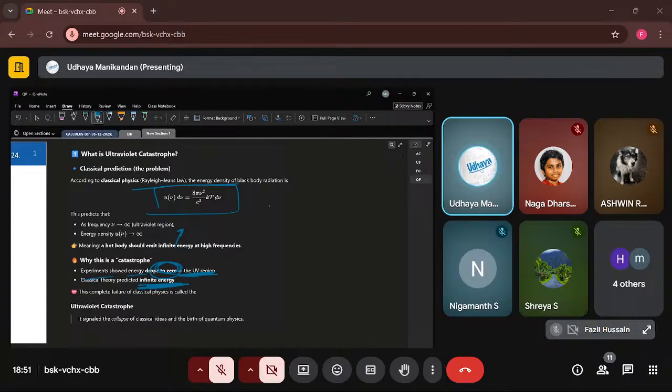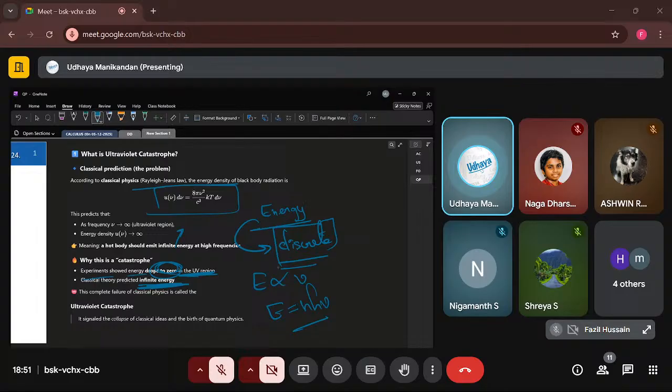What did Planck say? Planck said, okay, energy is not going to be continuous. Let's just take it as discrete. So he gave that amazing idea, right? Energy is discrete. That's it. And he said energy is directly proportional to your frequency. So E is equal to nhν, where h is Planck's constant, 6.626 × 10^-34 joule second. So that was the whole thing given by Planck.